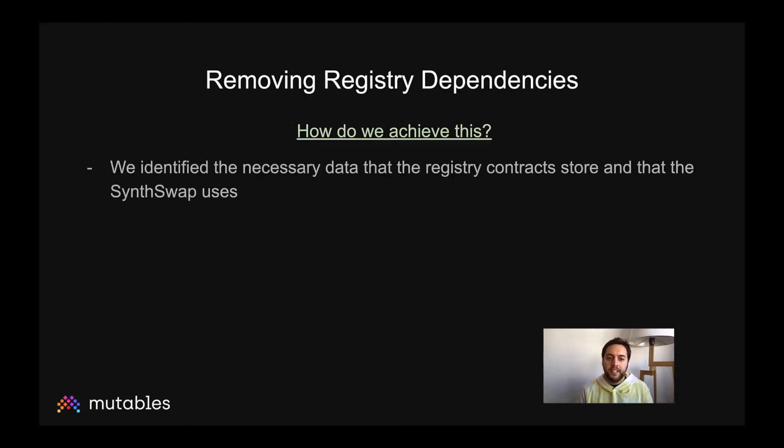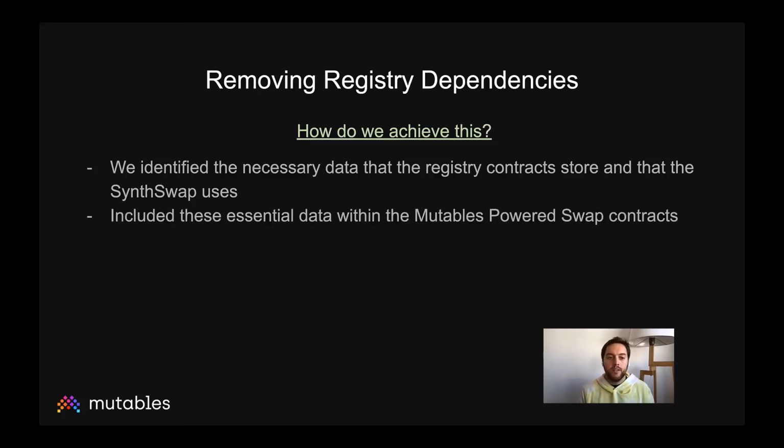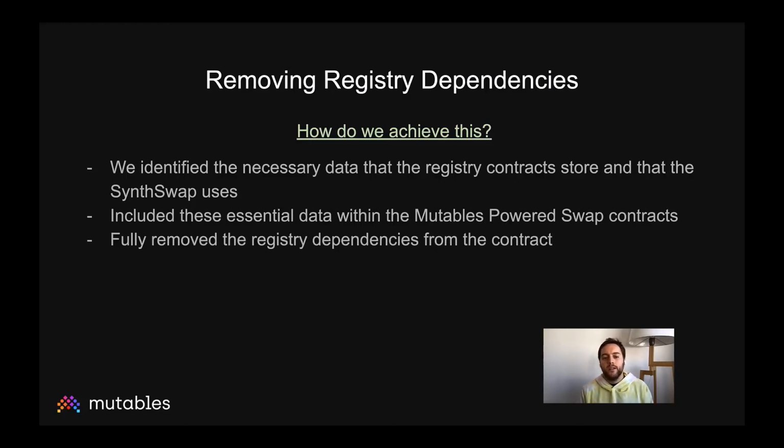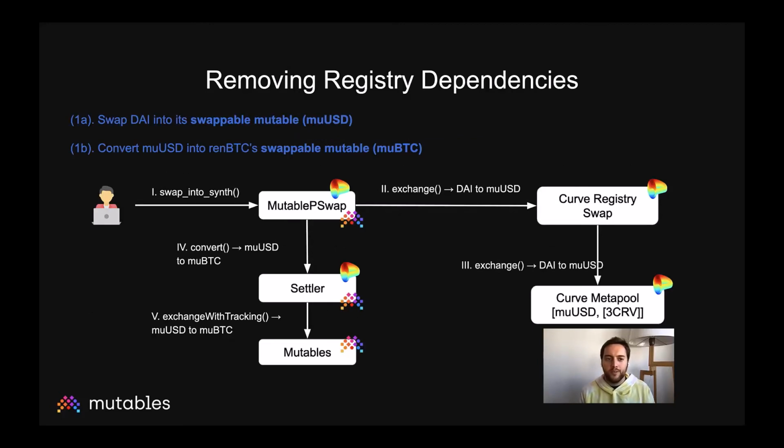Well, first you have to identify the necessary data that these core registry contracts store and that the synth swap uses, and then you have to take that data and somehow store it on the Mutable Powered Swap contracts. That's how you can remove the registry dependencies, because now you're not going to call the core registry functions but directly the pool contract itself. So let's see how it works on these drawings that we have here.